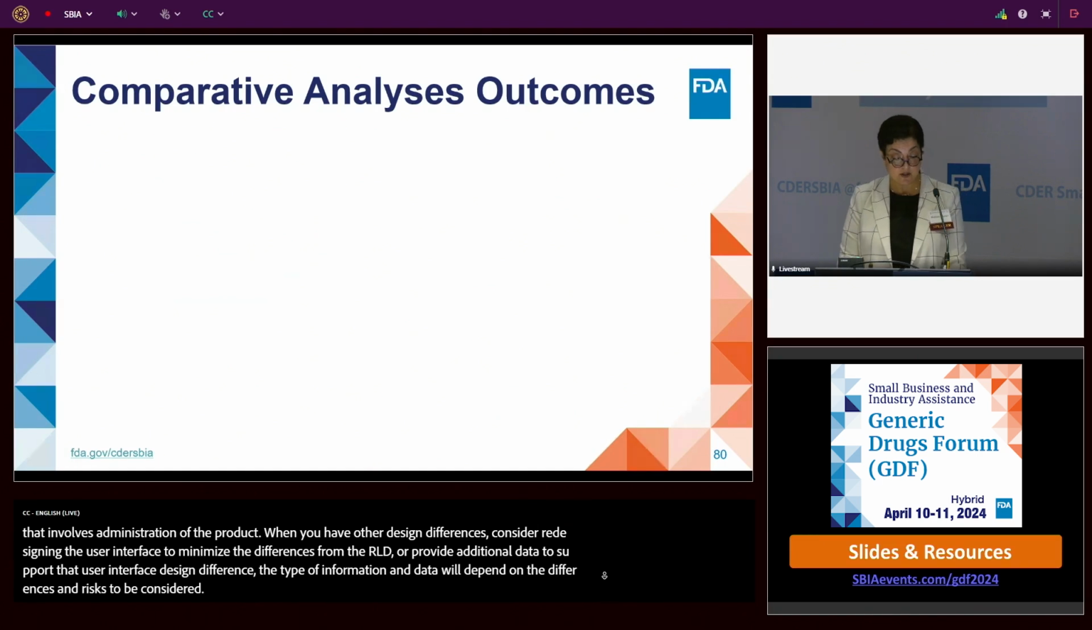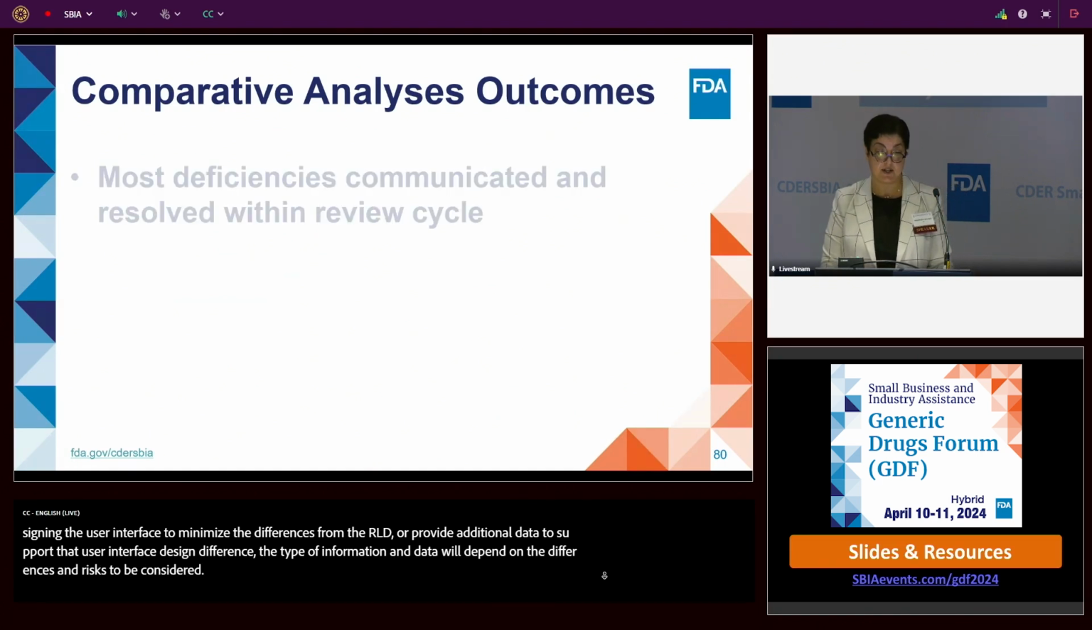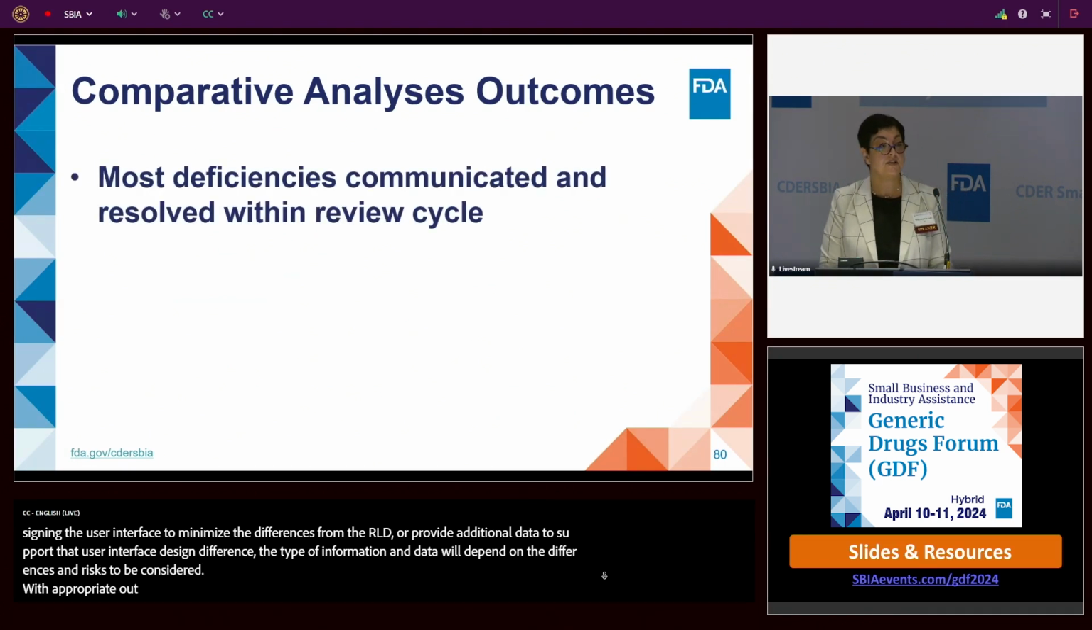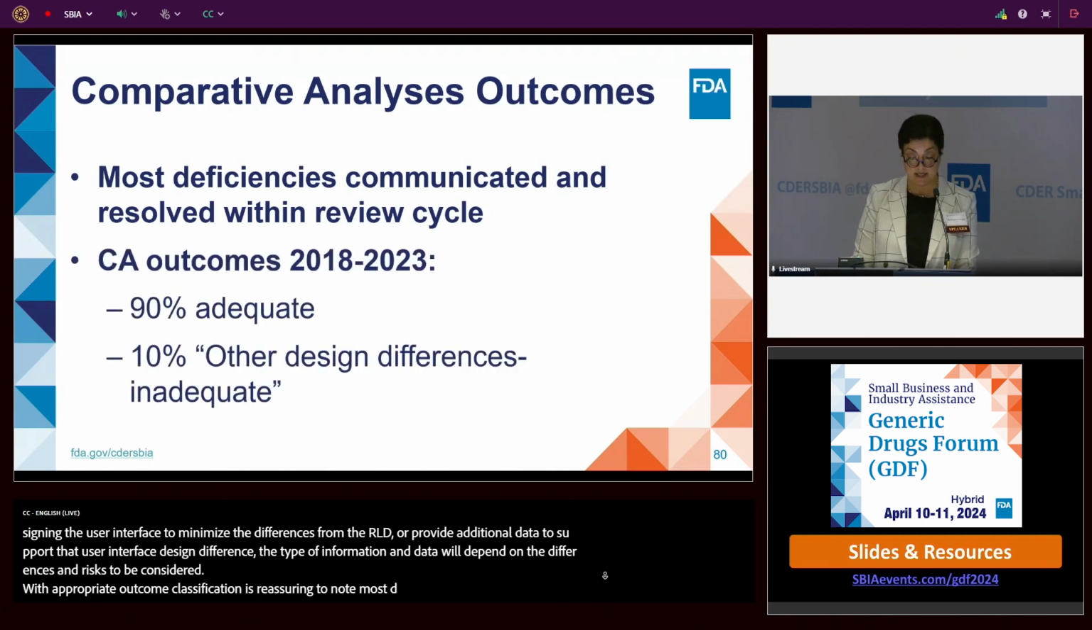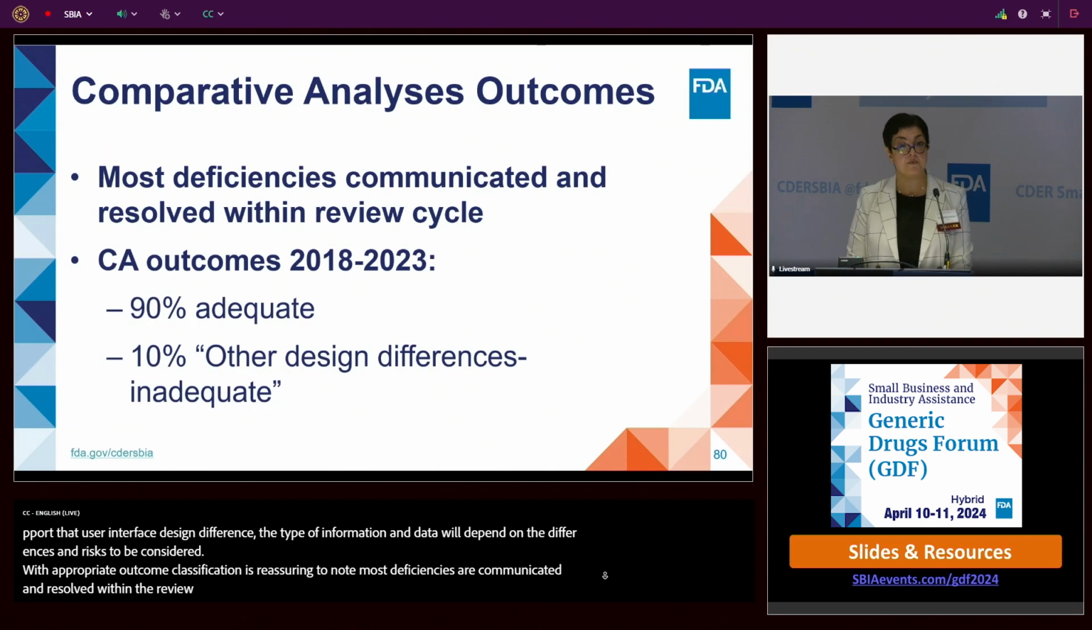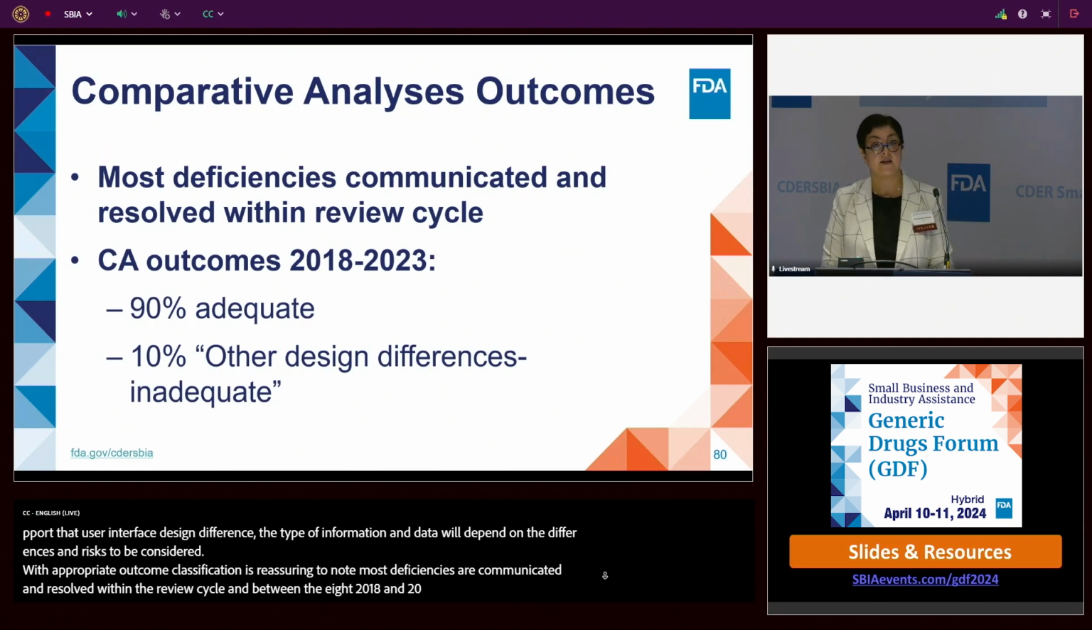With appropriate outcome classification and justification, it is reassuring to know that most deficiencies are communicated and resolved within the review cycle. Indeed, between 2018 and 2023, 90% of the CA assessments that were done by DCR were found to be adequate, and only 10% of them had other design differences that were inadequate.